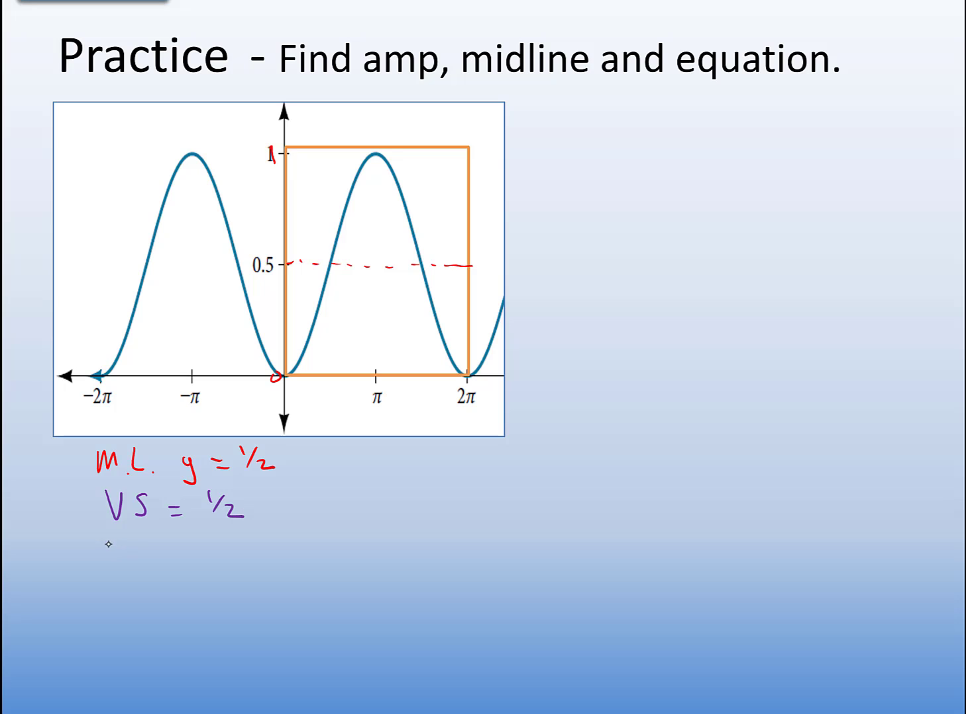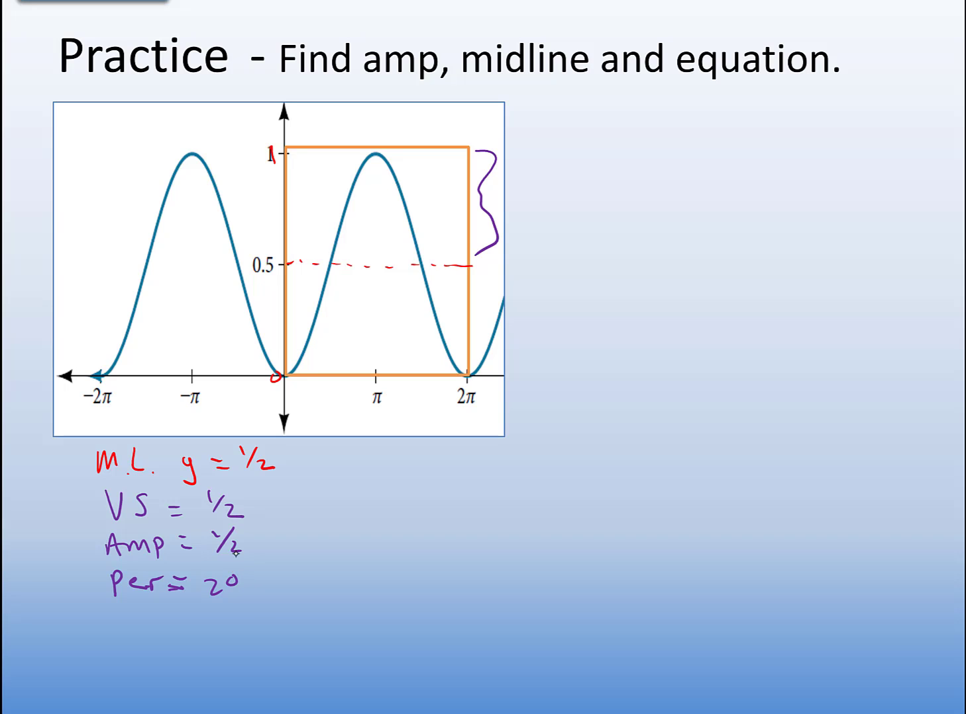Next is the period. No, let's do amplitude next. So the amplitude is the half height. What's the half height from the top to the midline? Well, it's a half. Also half, just a coincidence they're the same number. But next, the period. What is the period? The period is 2 pi.